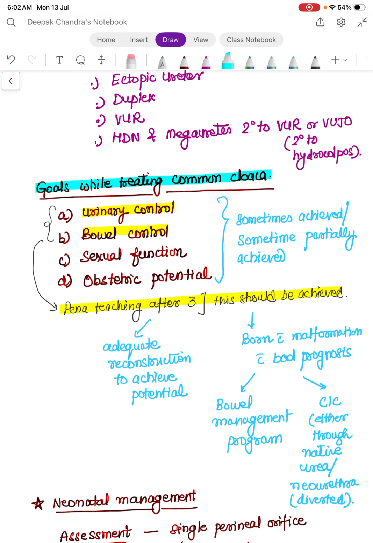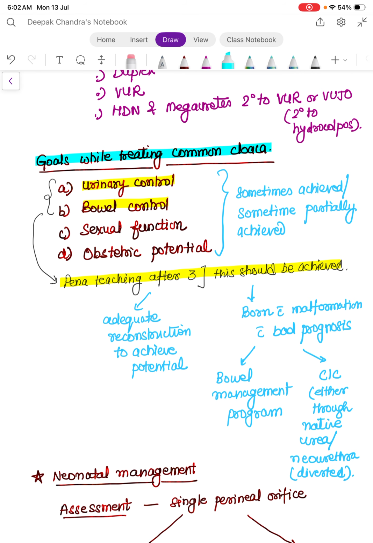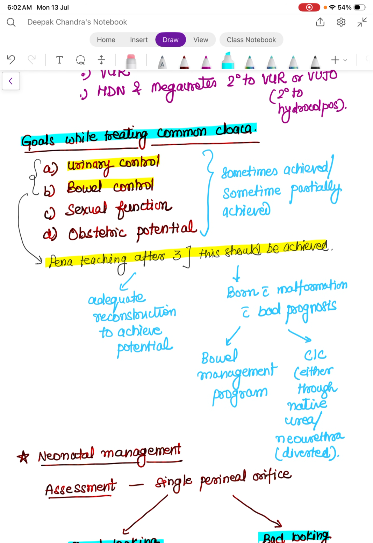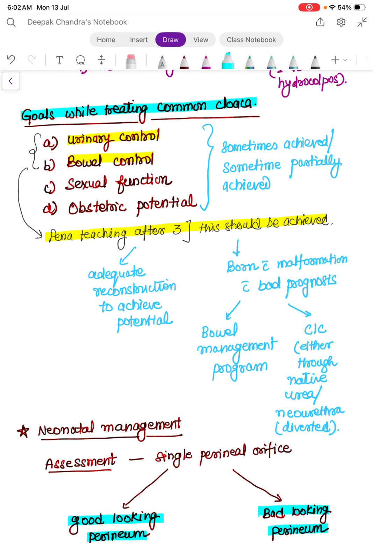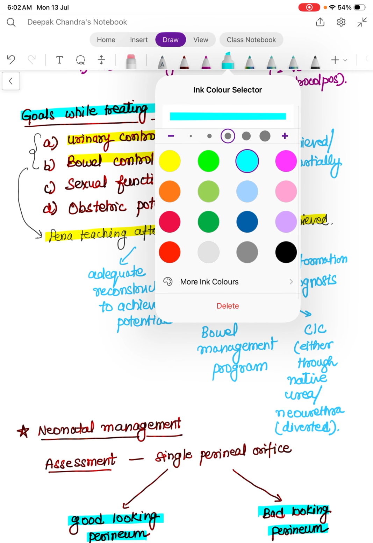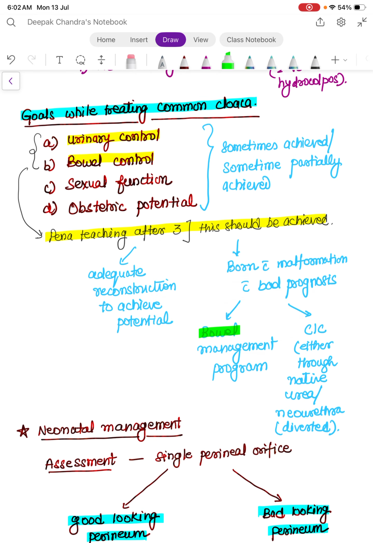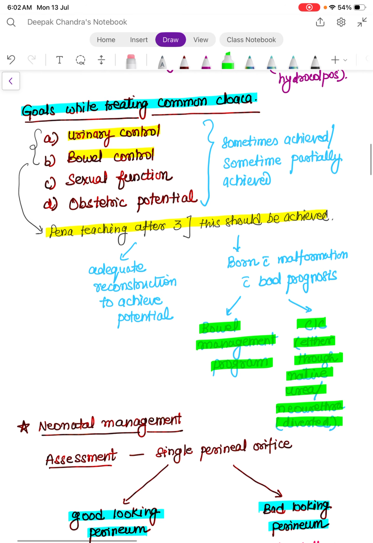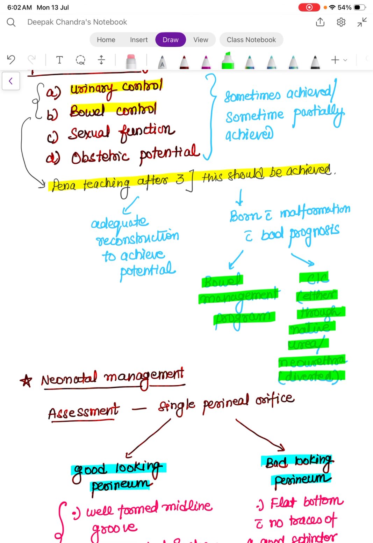If there is a smaller common channel length, then adequate reconstruction can be done to achieve this. And if there is a bad common cloaca, that means the common channel length is more than 3 to 5 centimeter, then these kids will have to be on a bowel management program for a clean diaper, and CIC, to have a dry urinary system, so that they will not have continuous leaking.